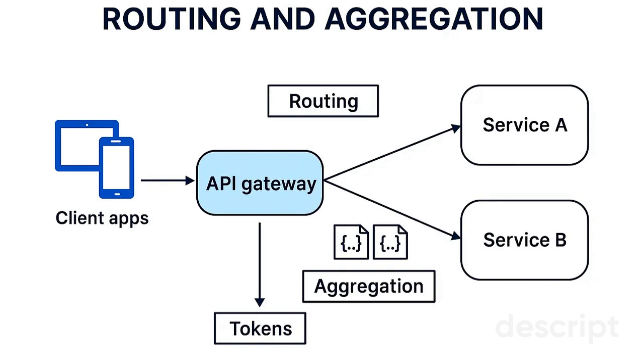For example, Azure API Management can aggregate data from multiple services into a single response, which is great for mobile apps needing consolidated data quickly. How does this aggregation actually improve performance or the developer experience? Can you share a real-world scenario?